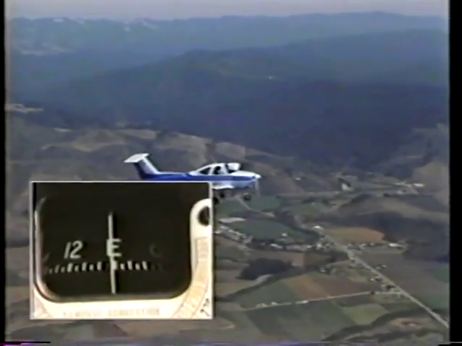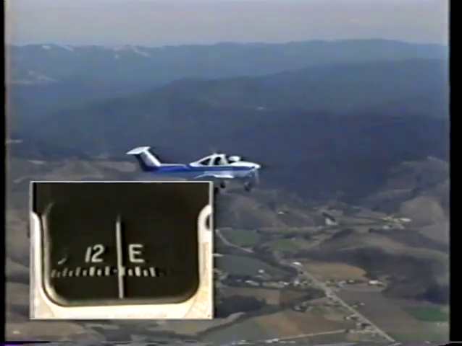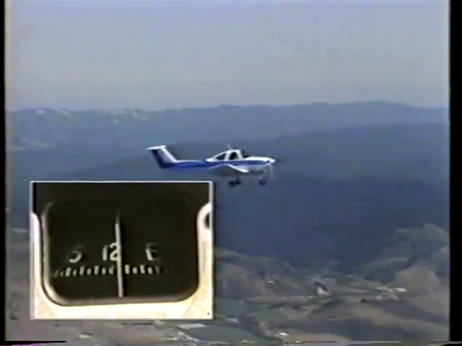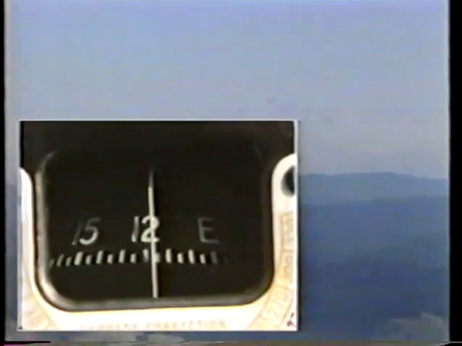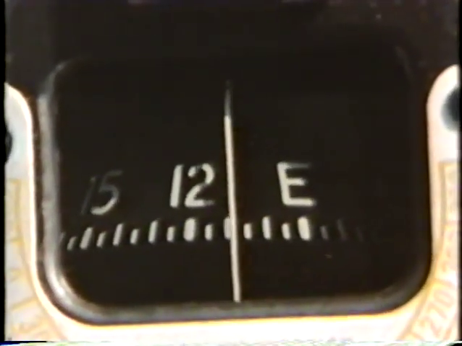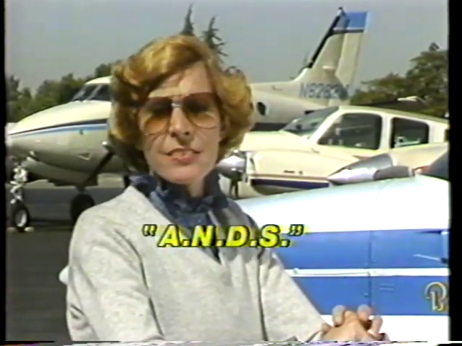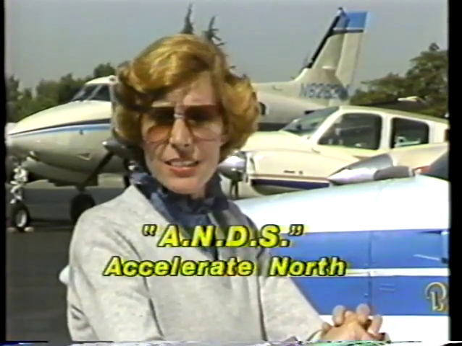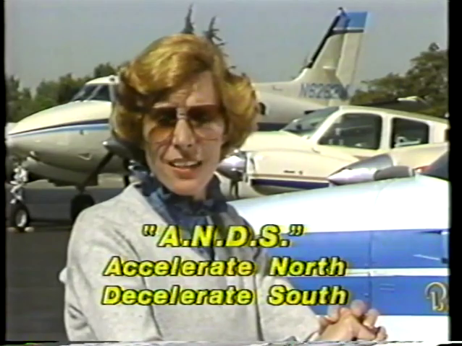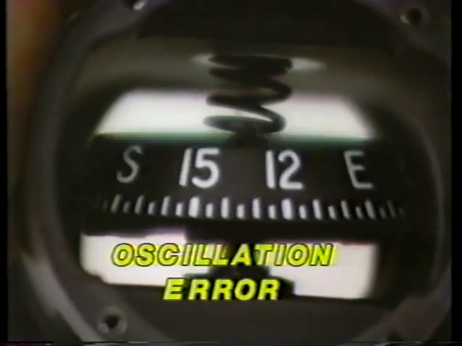Conversely, deceleration will cause an indication of a turn to the south. The acronym ANDS will help you remember this. Accelerate north, decelerate south. Since the compass must be free-floating to work at all, it is subject to what we call oscillation error.